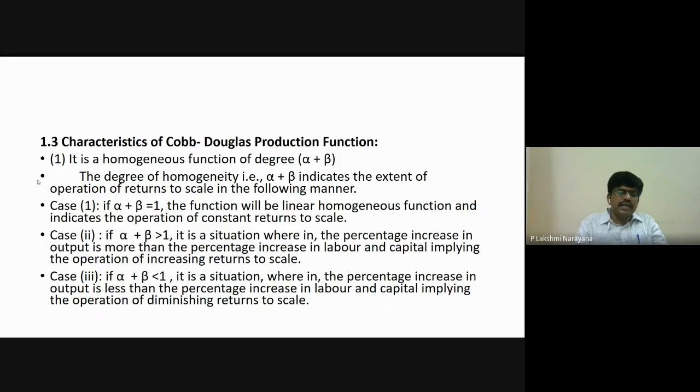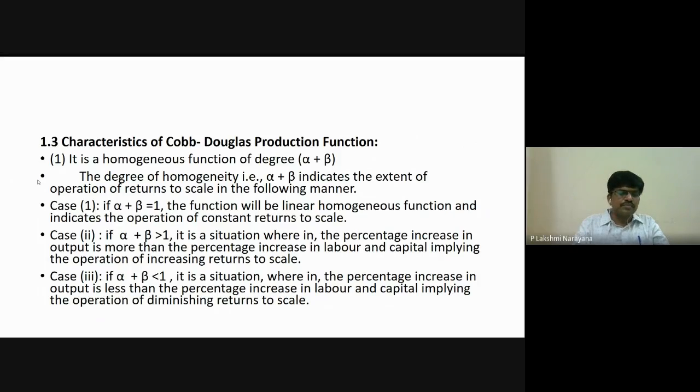In case number 2, if alpha plus beta is greater than 1, it is a situation wherein the percentage increase in output is more than the percentage increase in labor and capital, implying the operation of increasing returns to scale.